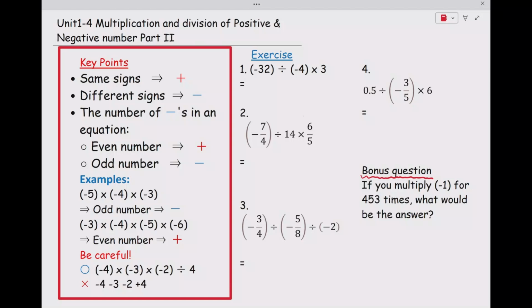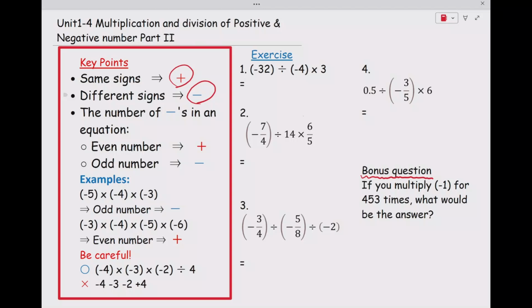Let's start from the key point for this unit. For multiplications of positive and negative numbers, multiplication and division with the same signs will be plus, and multiplication and division with different signs will be minus. We learnt this in the previous video, do you remember? If you have not watched the previous video, please watch that video first, as I think it will help you understand the contents of this video better.